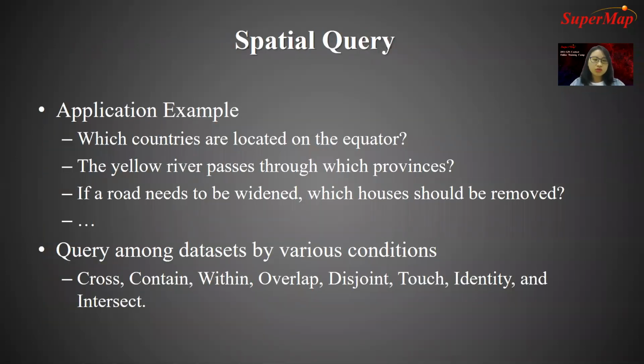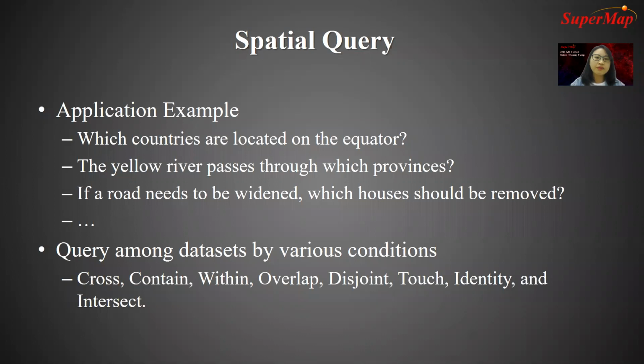The second one is spatial query. Here I use some examples to show you what spatial query is. If you have country data and you want to know which countries are located on the equator, you can use spatial query. You can find out the relationship between the countries and the equator, such as an intersection relationship or a cross relationship. The second example is about which provinces the Yellow River passes through.